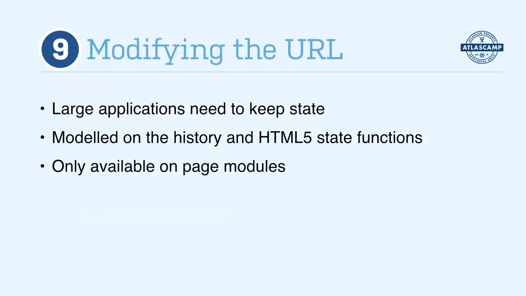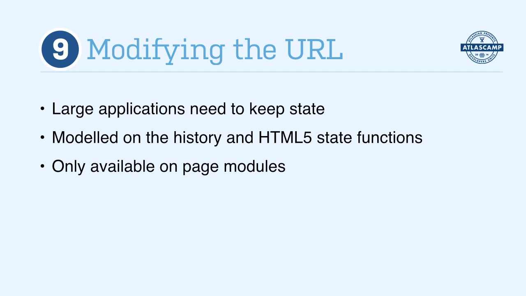All right, so everyone's been asking for the ability to modify the URL. We added it. It's not quite in Connect yet. The code is there, we're testing it internally, and it's going to be deployed in the near future. We know that large applications are going to need to keep their state. If you're going to build something like Jira Agile, you're going to be able to make copy and pastable links and send them to other people.